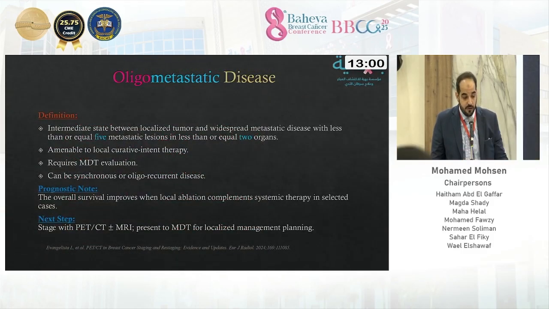The definition of an oligometastatic disease: it is an intermediate state between localized tumor and widespread metastatic disease with less than or equal to 5 metastatic lesions in less than or equal to 2 organs. It is amenable for local curative intent therapy, but requires MDT evaluation. It can be synchronous or oligorecurrent. The overall survival improves when local ablation complements systemic therapy in selected cases. And the next step is that we should stage with PET-CT plus or minus MRI to present to MDT for localized management planning.